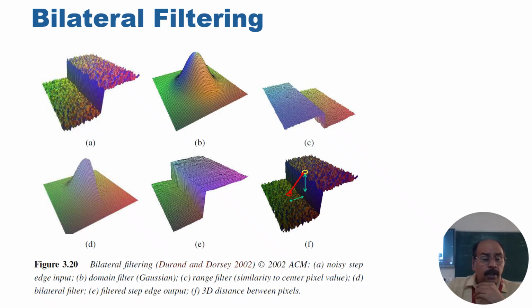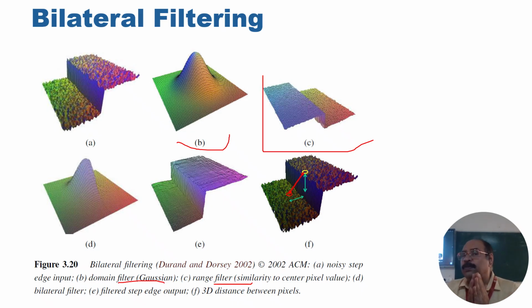So here, this shows what happens to an image after domain filtering is done, and this C shows us what happens after range filtering is done. See, the name of these filters itself will give you a clue about how it is going to work.